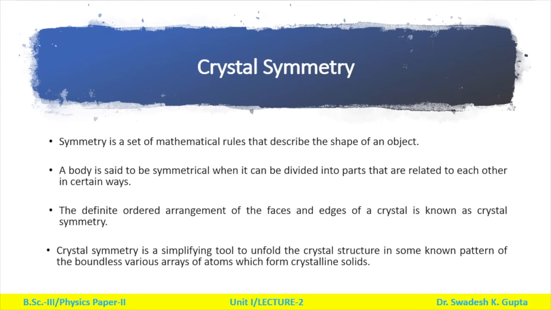These symmetries are a set of mathematical rules that describe the shape of an object. In a crystal, a symmetry simplifies unfolding the crystal structure in some known pattern. So, if there is symmetry, then it can define the whole structure of a crystal. It is a definite ordered arrangement of the faces and the edges of a crystal.